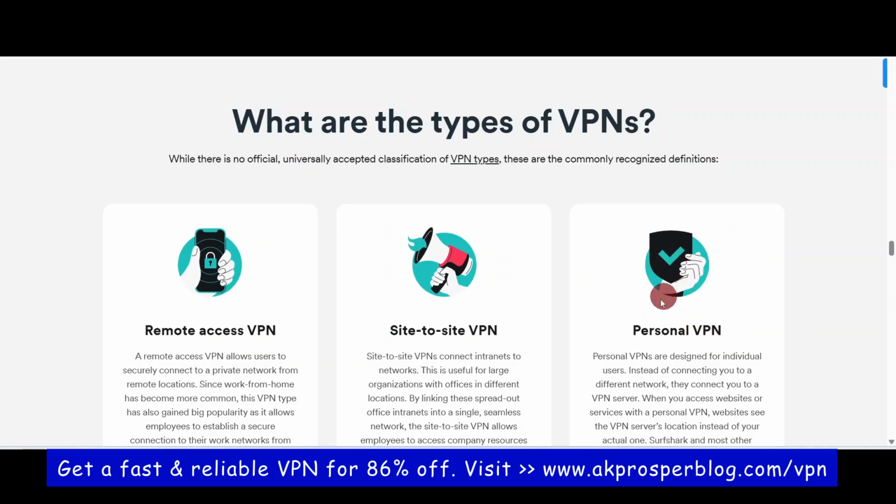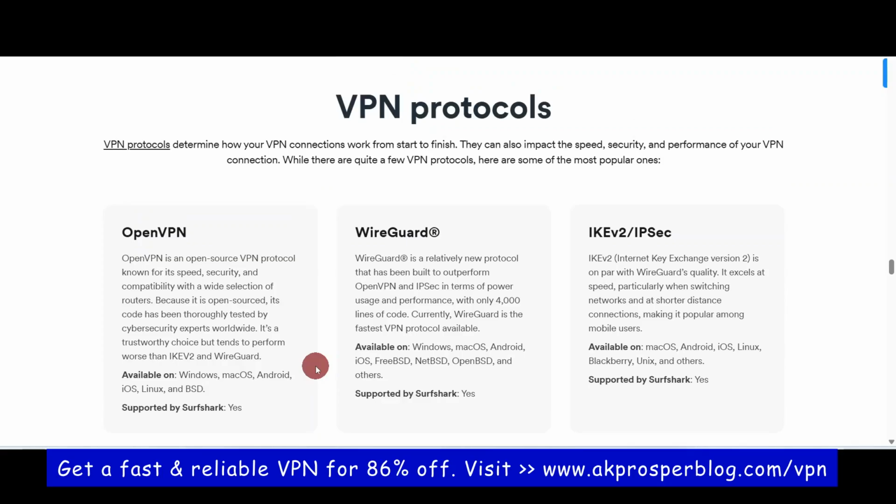So most times you might want to get a personal VPN. Personal VPNs are designed for individual users. Instead of connecting you to a different network, they connect you to a VPN server. When you access websites or services with a personal VPN, the website sees the VPN server's location instead of your actual one. So most times you might be interested in getting it for personal reasons. That's a personal VPN. Okay, so these other ones might be for an organization, site-to-site VPN and the likes.